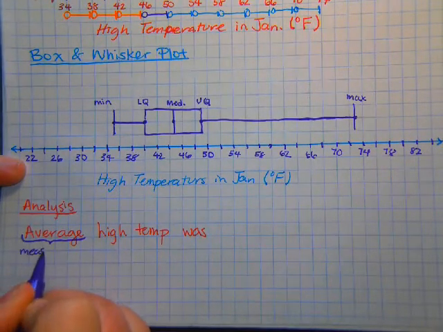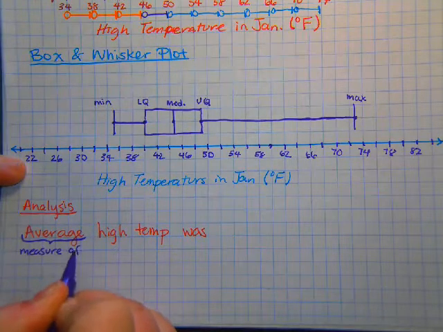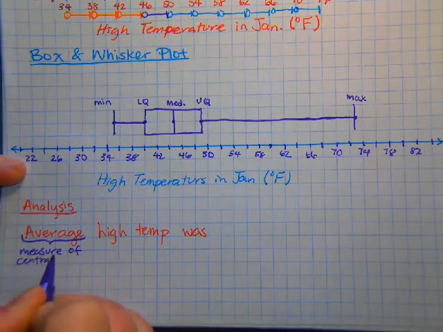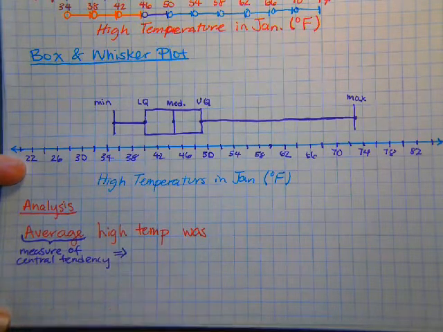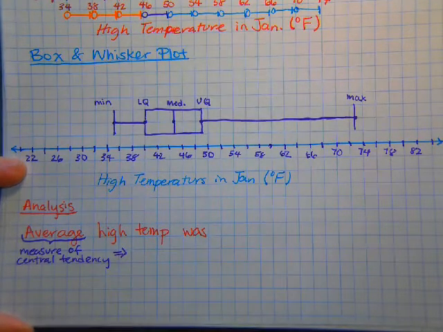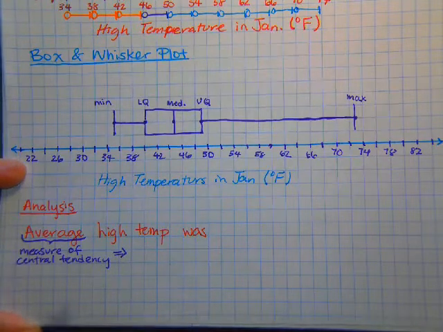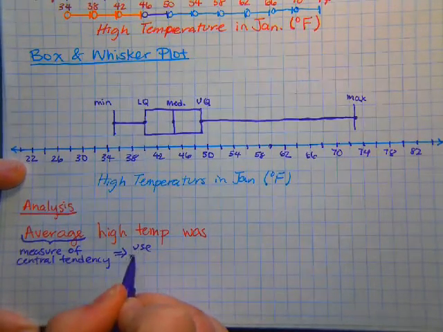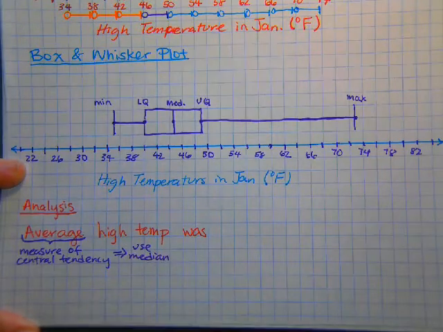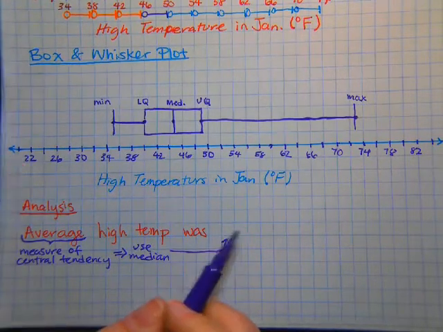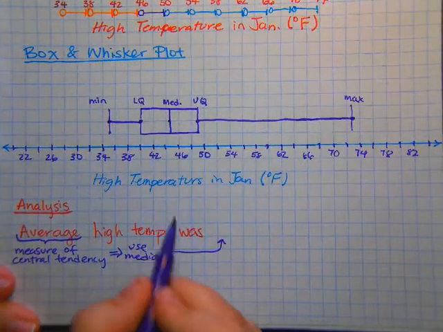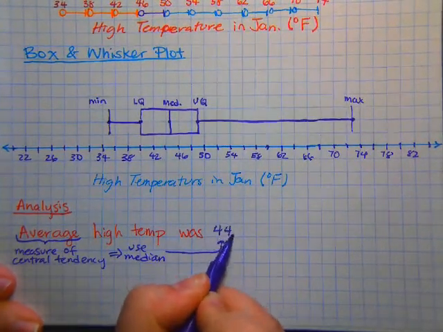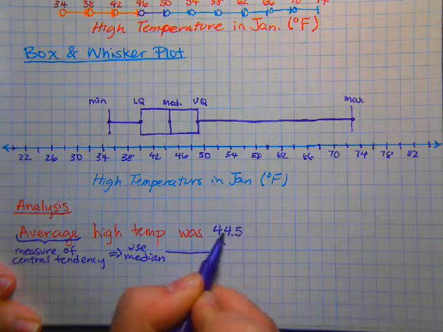measure of central tendency. And you know what one measure of central tendency is? It is mean, but another one is median. Why would I bother going and finding the mean when I already know the median? So if I look up there, the median, or even way, way up here, the median is 44.5. So I can just say that the median high temperature was 44.5 degrees Fahrenheit.